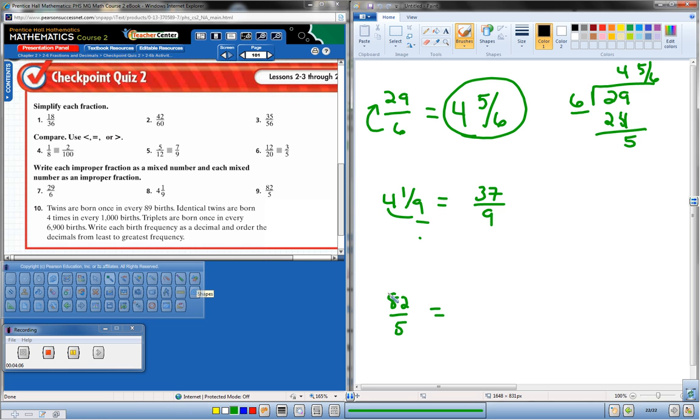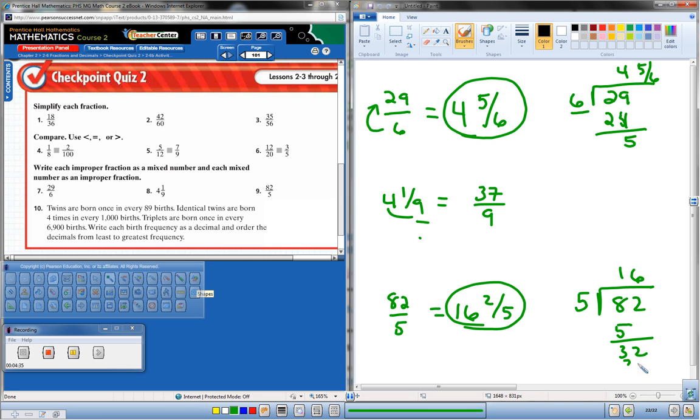82/5. I have to divide 5 into 82. I believe 5 goes into 80 16 times. And 5 times 16 is 80 with a remainder of 2. So 16 and 2/5. Again, if you're not sure what to do, 5 goes into 8 one time. 5 goes into 32 6 times. I'm at the end. No more numbers to bring down. That's my remainder, 16 and 2/5.